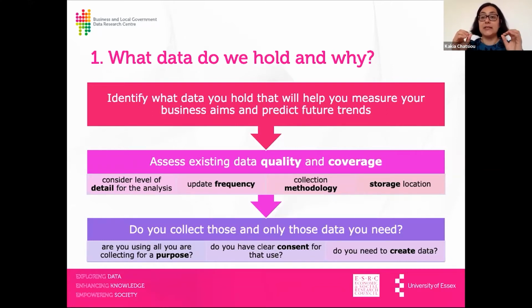At this stage, once you have that list, which by the way you might find yourself revising over and over again as you rethink or as you discover information that is stored in different places in your organization, you need to sit down and assess what quality it has and what coverage it has. Things to consider at this step would be what level of detail you have of that data for the analysis. Do you want user level? Are you happy with a specific region, or do you need to organize your data slightly differently to be able to come up with some answers to your business aims questions?